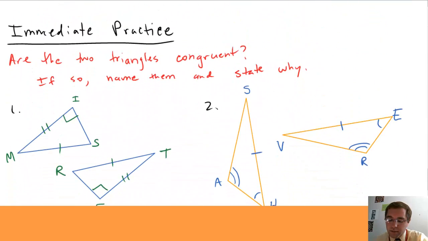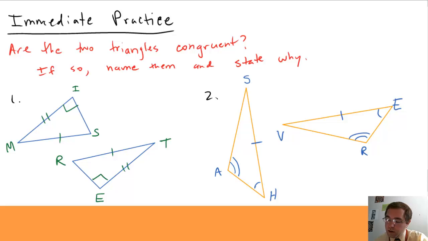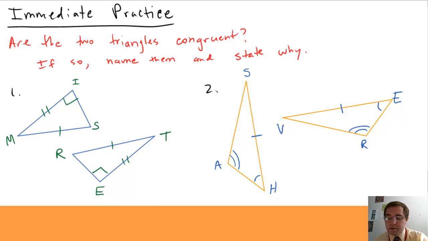And here are your immediate practice problems. Are the two triangles congruent? If they are, name them. So say triangle so-and-so is congruent to triangle so-and-so, and state why: either side, side, side; side, angle, side; angle, side, angle; angle, angle, side; or hypotenuse leg. If they're not, write no conclusion.